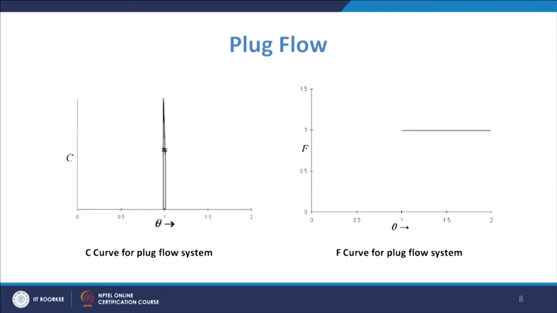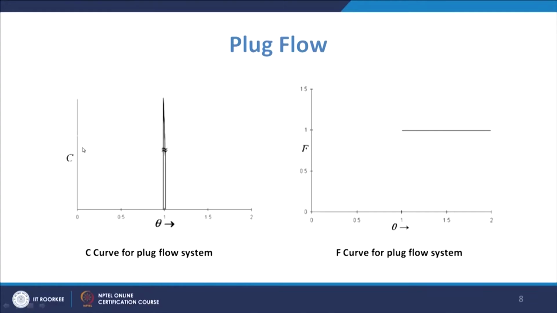Now, if you talk about a plug flow system and the C curve, how can you schematically represent it? In the C curve, what you do is give a short pulse of tracer, it will go inside the tundish at a different location, and then it will come through the outlet.